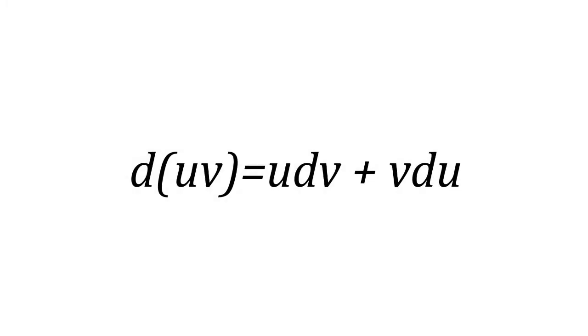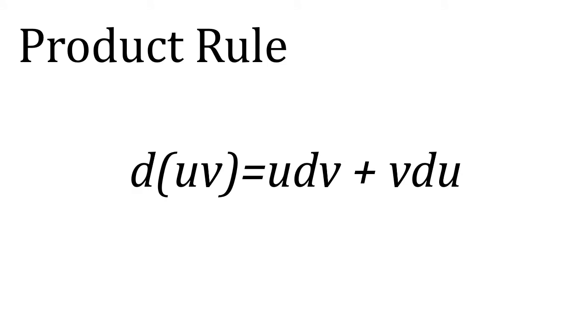How about this basic differentiation rule? The derivative of uv is equal to u dv plus v du. Very good. This is called the product rule.